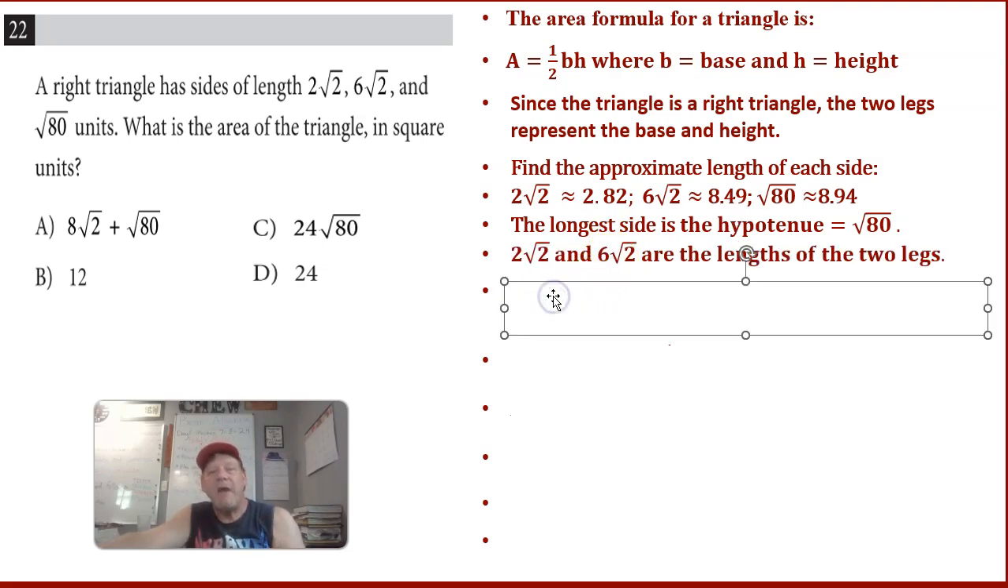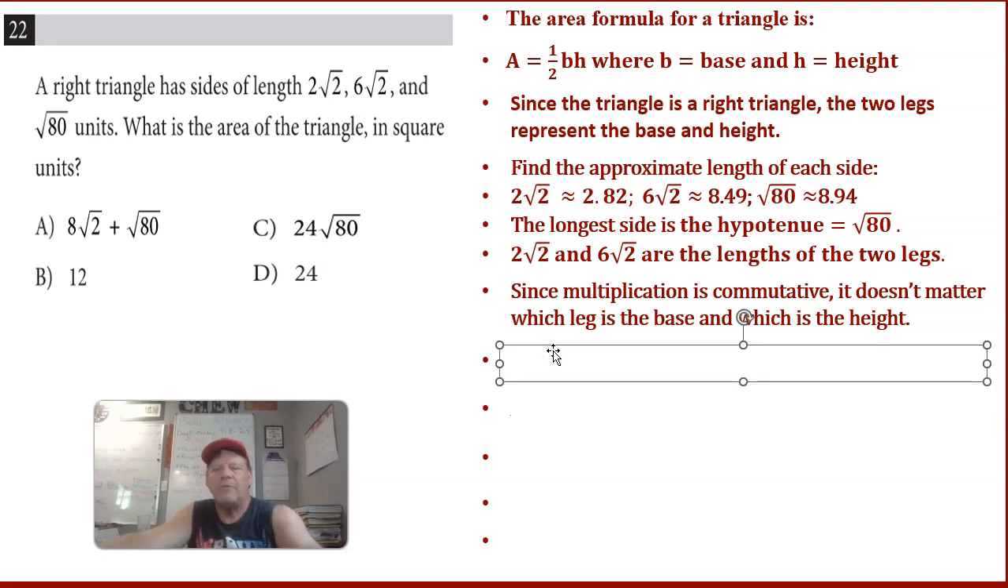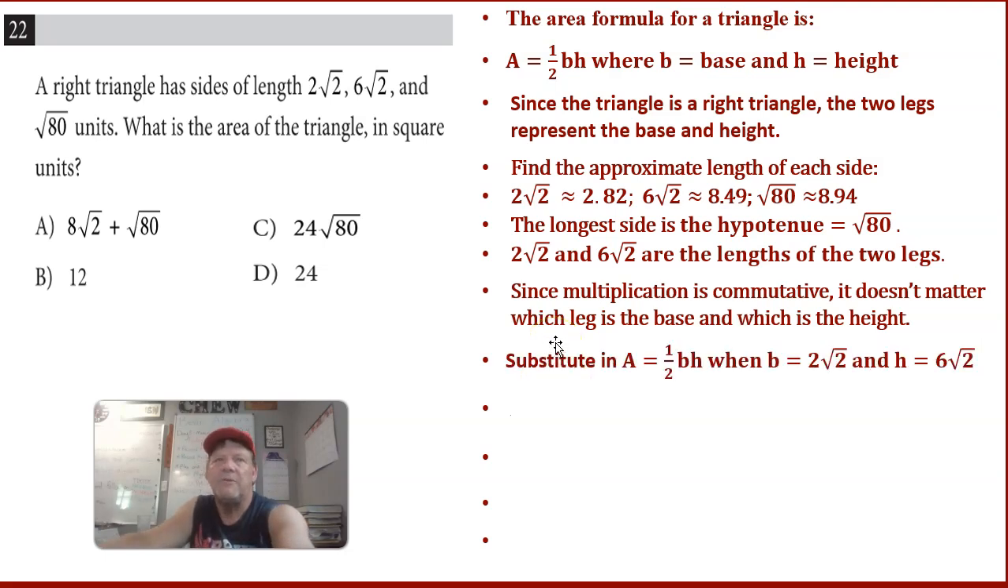And it doesn't matter which one you say is the base and which one you say is the height, because they intersect at a right angle anyway. And that is the definition of the height. And since multiplication is commutative, it doesn't matter if you multiply 2 times 3 or 3 times 2. You're going to get 6 either way. So I just said, let's say the base is 2 square root of 2, and let's say the height is 6 square root of 2. And then I use the substitution property of equality.